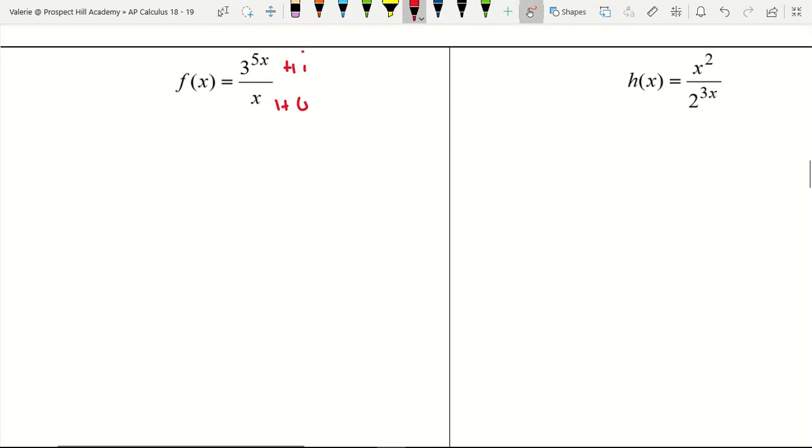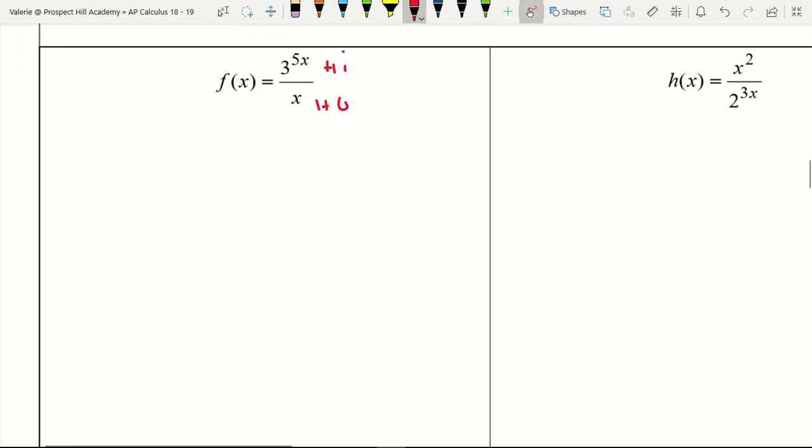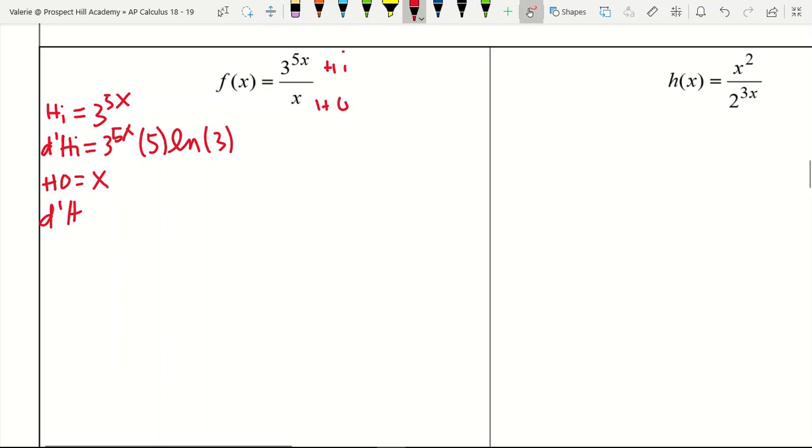So our top function is 3 to the 5x. The derivative of that would be 3 to the 5x times 5 times ln of 3. Our bottom function is x, so the derivative of our bottom function is 1.